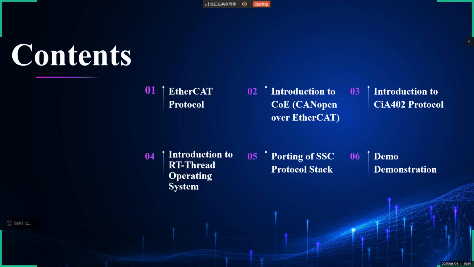First, there is an introduction to the Kit protocol. Then came the introduction of the COE protocol. Then came the introduction of the CIF402 agreement. Next is the advantage of AR's real-time operating system in EtherCAT. Then there is an introduction to the SSC protocol station migration. The last one is the demo of Peter K's main battle.